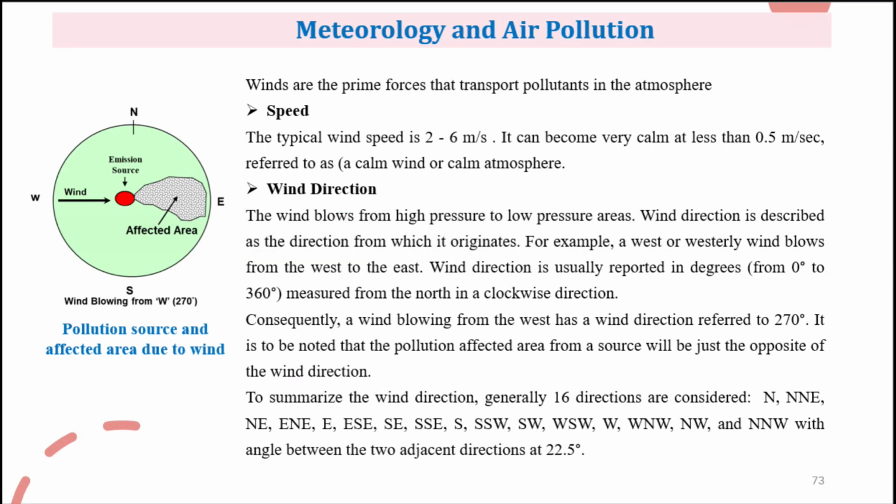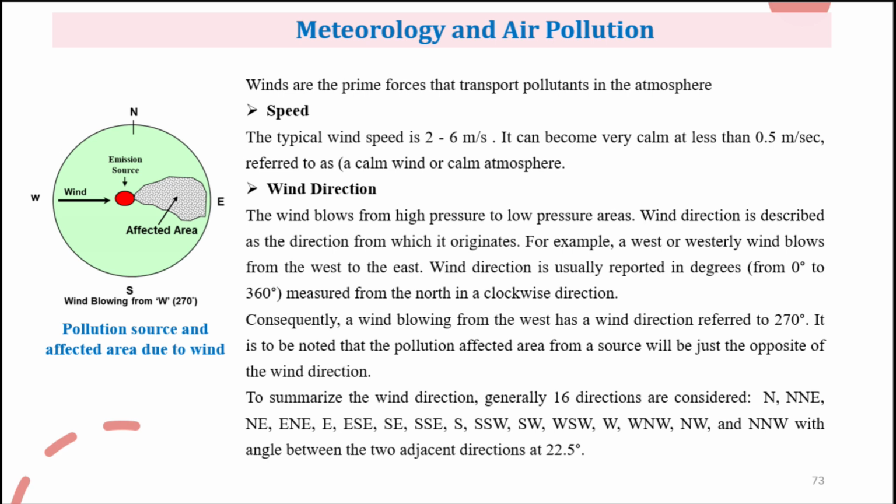Next, we look at key weather factors that affect how pollutants spread. First, wind speed. Higher wind speeds help disperse pollutants, reducing their concentration in one area. But when wind speed drops below 0.5 meter per second, air becomes stagnant, causing pollutants to build up. Second, wind direction. This tells us where pollutants are going. We measure it in degrees, with 0 degree being north, moving clockwise.